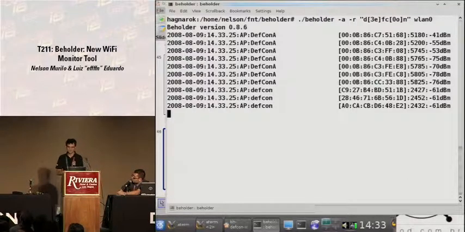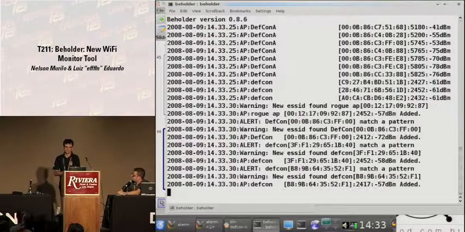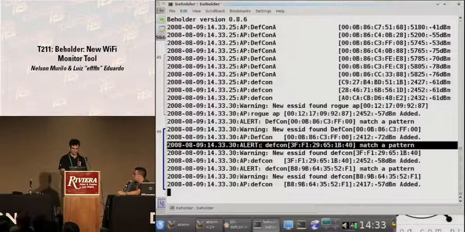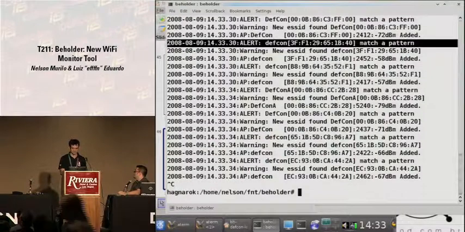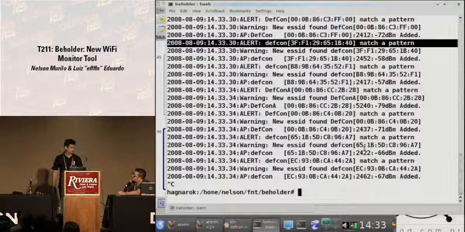So we see the regular DefCon ones. Yeah, we got a shitload of APs here. Okay. So you can see up there, highlighted, it says, what's the ESSID? I cannot read that. It's all lowercase DefCon, right? So the name is the lowercase DefCon or something similar to DefCon, and so it says it matches a pattern.